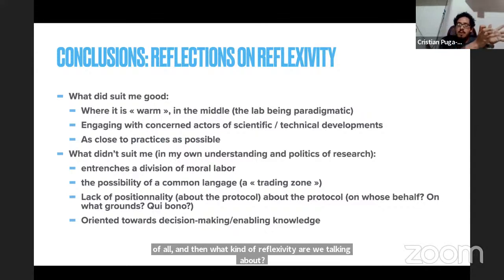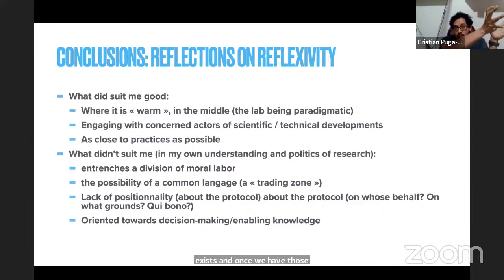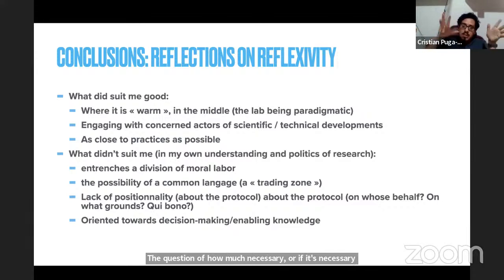And after that, what does reflexivity require? What are, let's say, the necessary conditions for reflexivity to exist, such that you can say, at this point it didn't exist, at this point reflexivity exists. And once we have those categories well defined, I think we could better answer the question of how necessary, or if it's necessary at all, a steer is, or how much good a steer is at provoking reflexivity compared to other methodologies. But I think that in order to go farther in that discussion, we would have to have these categories more well defined. I don't know what you think, Eric, or what François thinks.